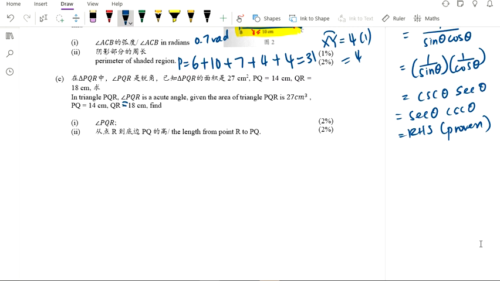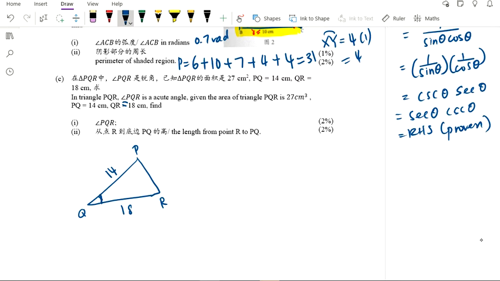For this type of question, we always try to draw out the triangle first, right? So we have a triangle PQR. Your angle Q is an acute angle. The area is 27, PQ is 14, QR is 18. Then we want to find angle PQR, this angle here.